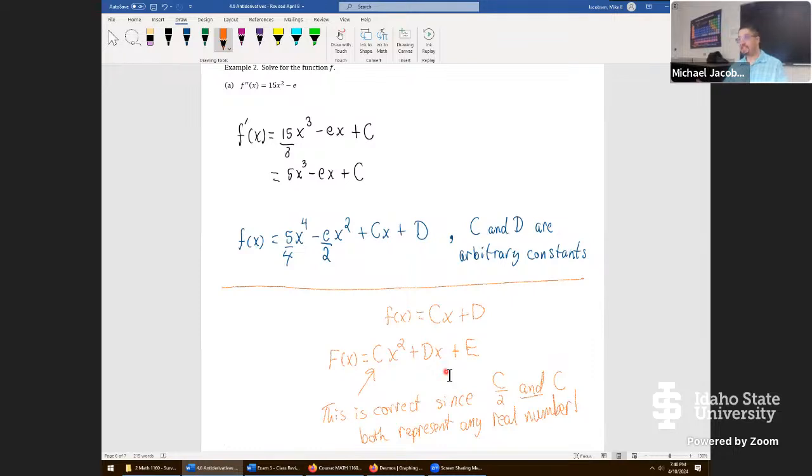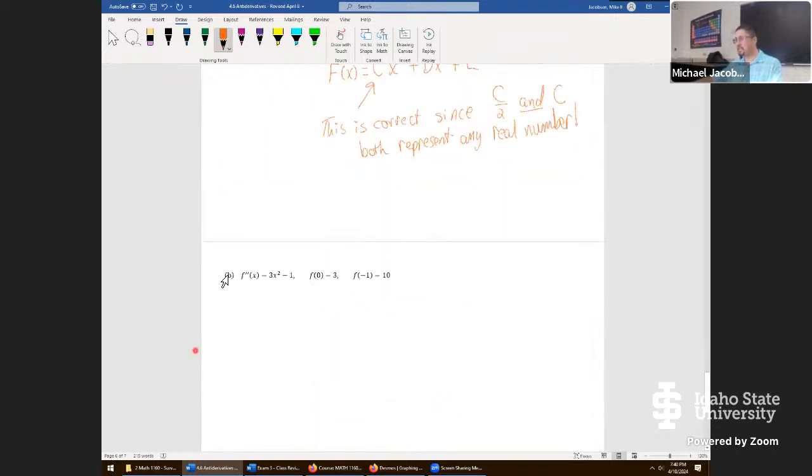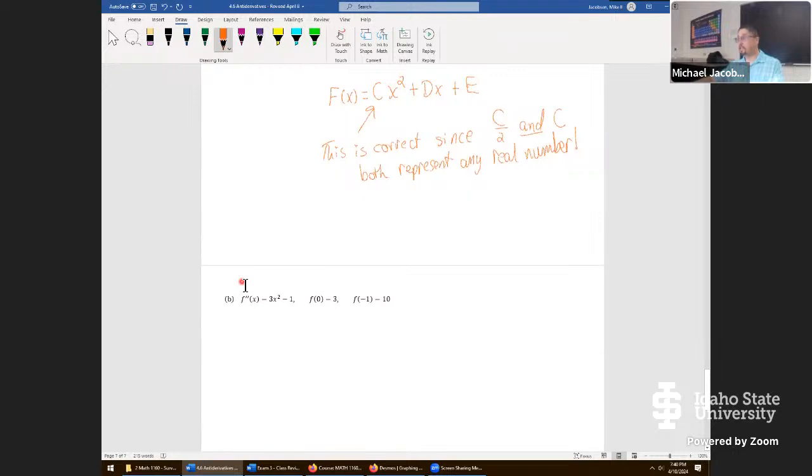Okay, we'll skip the check, since I think we are pretty well versed on how the check should go. Let's go off to the next problem, part B. Part B is also a differential equation. It's also second order because of the second derivative right here. But notice we have extra conditions on this thing.